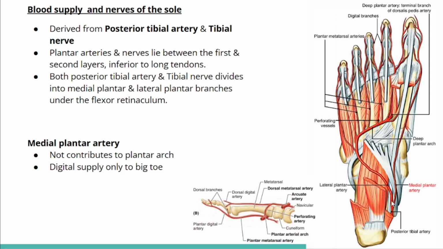So first we'll discuss the medial plantar artery. This is the medial plantar artery. You can see its origin from the posterior tibial artery. Now this medial plantar artery does not contribute to the plantar arch, but it supplies the big toe only. You can see this is the artery. You can see a nice plantar arch from the lateral plantar artery. We'll discuss what it is.